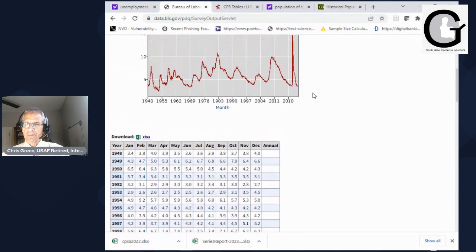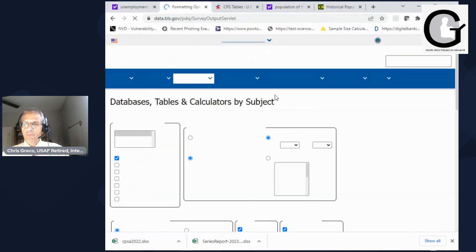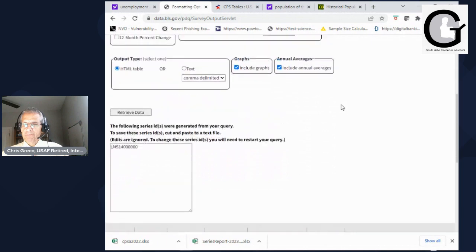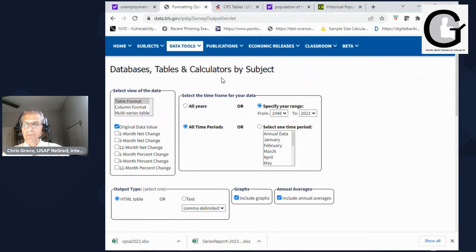here's the unemployment rate, right? So that's pretty cool. I like that. So I wanted to go to more formatting options and see what else they have. And they have all kinds of different formatting options here. Now you can specify whatever date they have to whatever time they want. And they will, including graphs, annual averages, everything that you want from that standpoint. So it really is nice being able to do that.